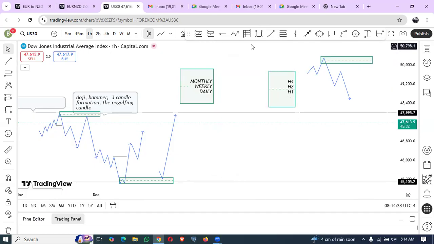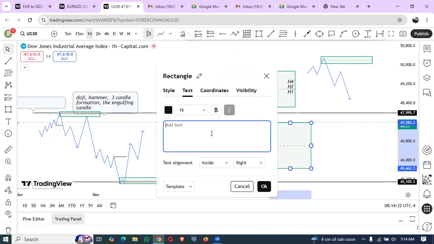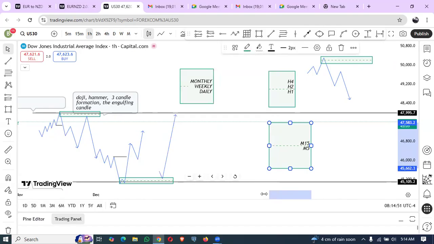Then for your confirmation entry and checklist, you work with the M30, M15, and the M5. So these are the time frames I use.